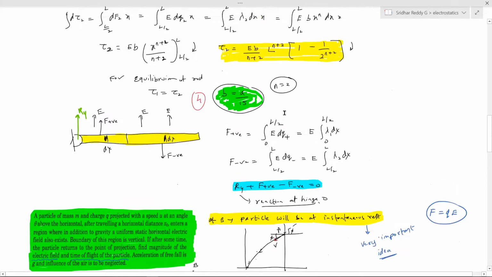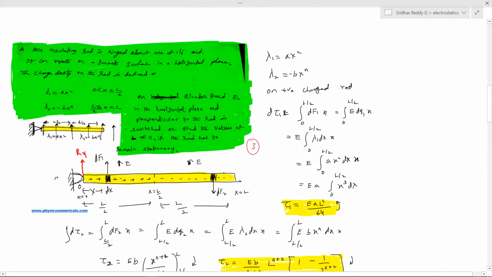I have one more problem. Last, we'll finish off with that, again with the torque idea.